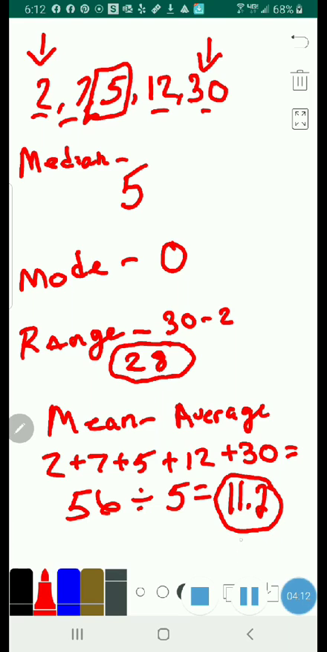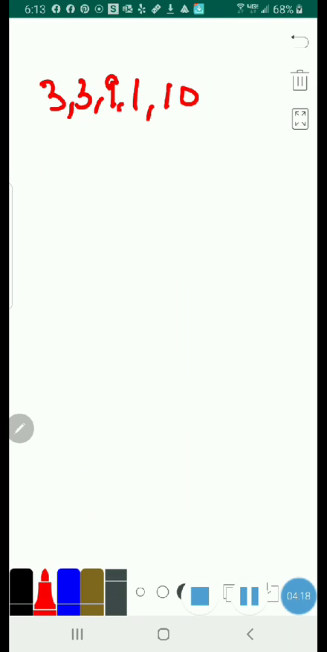So our median for this set of numbers is 5. All right. So that is our first example. Okay, now we have another set of numbers on our screen. We have 3, 3, 9, 1, and 10.